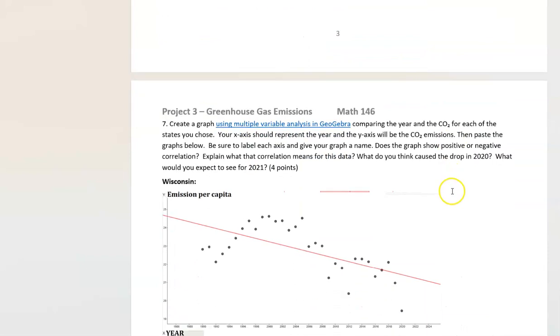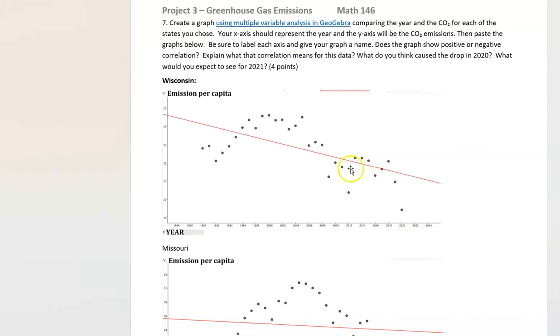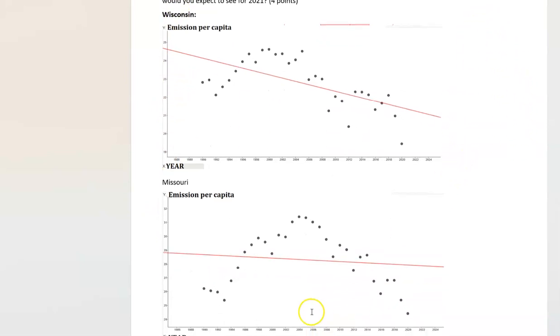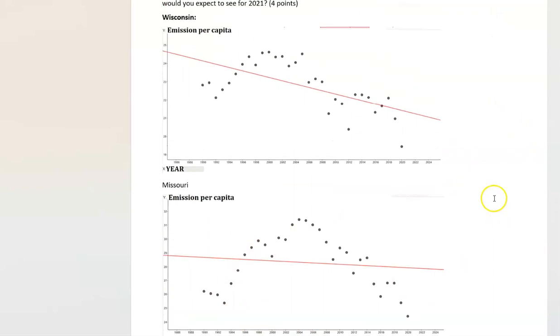Number seven, you're going to use a graph using multivariable analysis in GeoGebra. There is a video on how to do this, comparing the year and the CO2 for each of the states you chose. Here we have emission per capita for Wisconsin. You have the year down here and then the values here. And we do the same thing for Missouri.